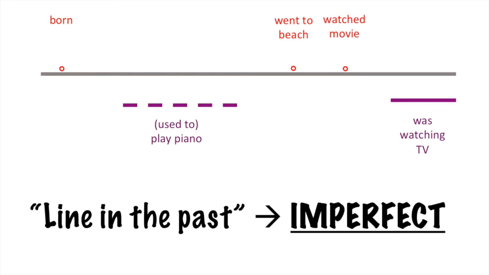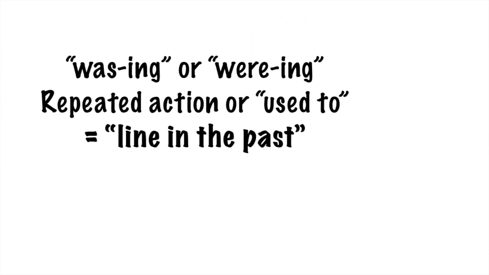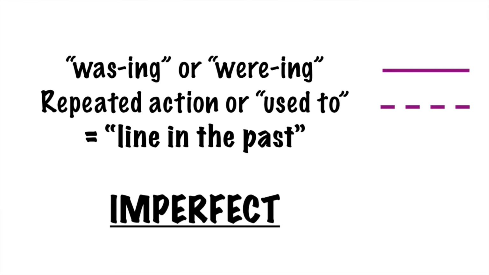However, if we can visualize past tense actions as a line in the past, i.e. they are not completed, then we need to use the imperfect tense. So to summarize, if somebody was doing something in the past or we were doing something, or we're talking about a repeated action, something that we used to do, then we can visualize this as a line in the past and we need to use the imperfect.